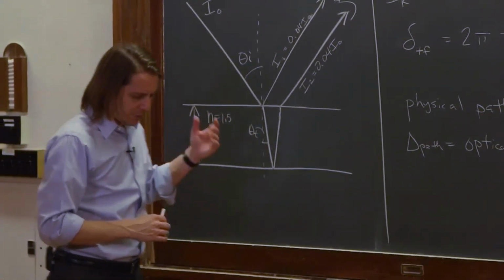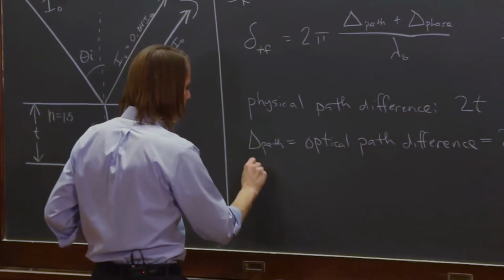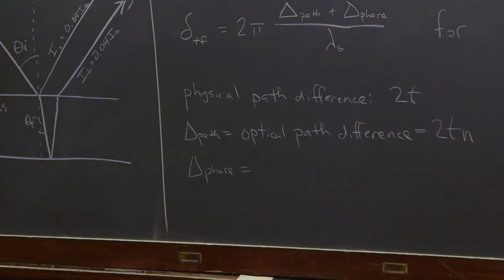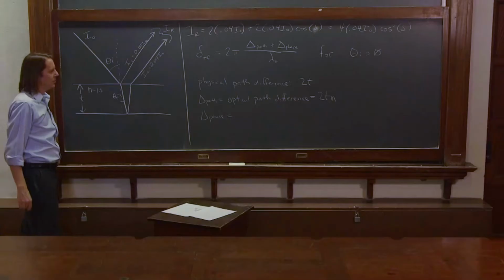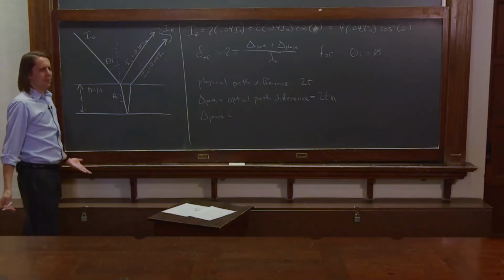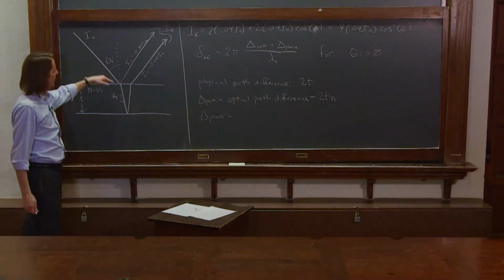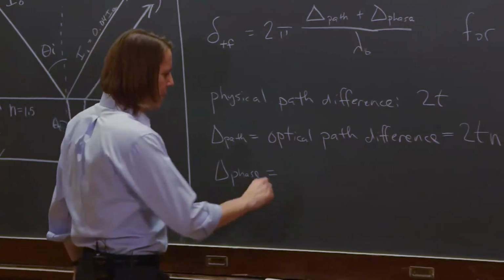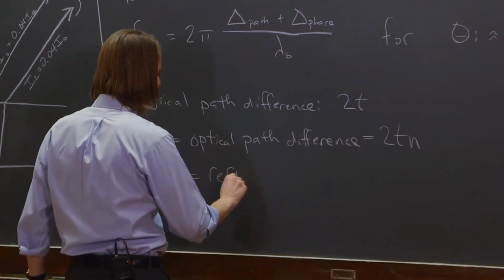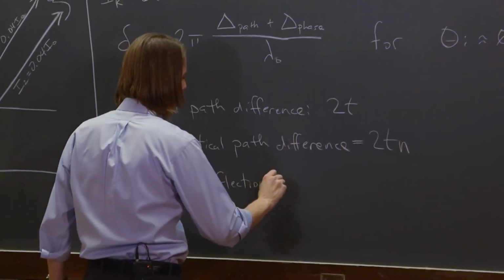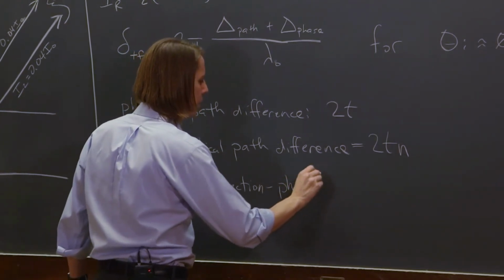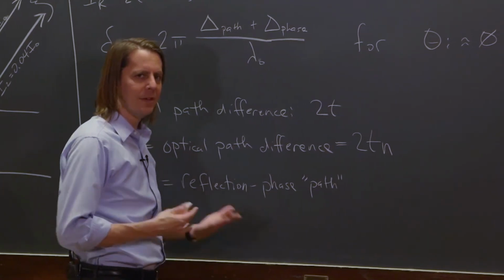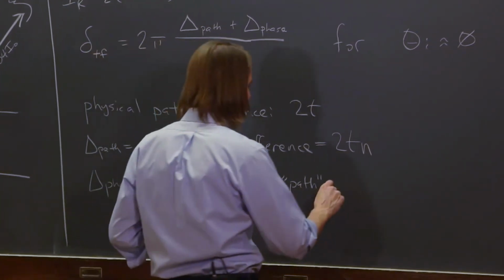So that's that one. And then there's the reflection, right? The delta phase. So what could cause changes in phase? What could it possibly be? Well, in this case, it could be reflections. You're reflecting here, and you're reflecting here. So we'll call this the reflection phase path difference, because it's not really a distance that causes this. It's really just a phase shift, but we give it in terms of a difference.